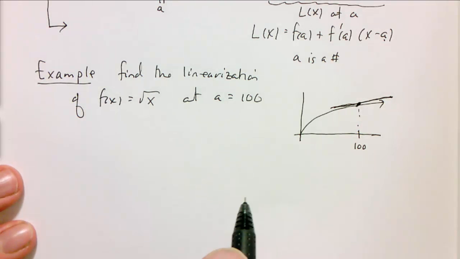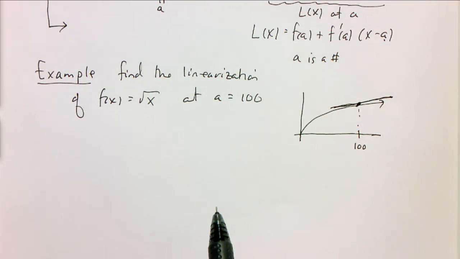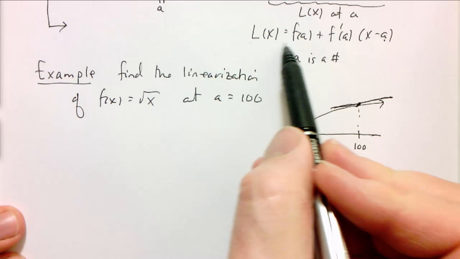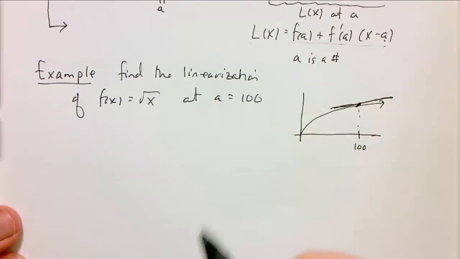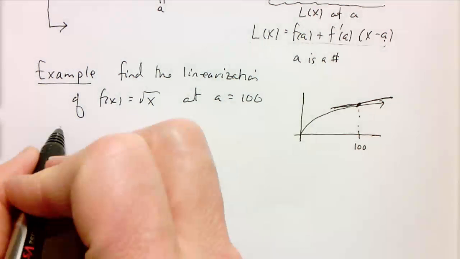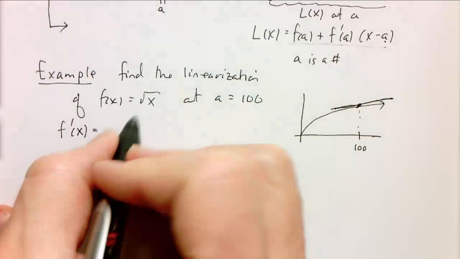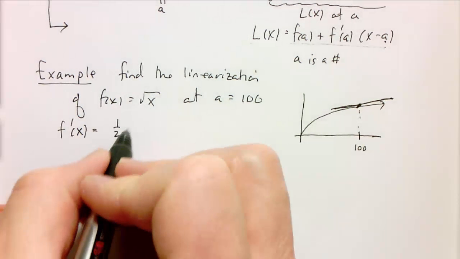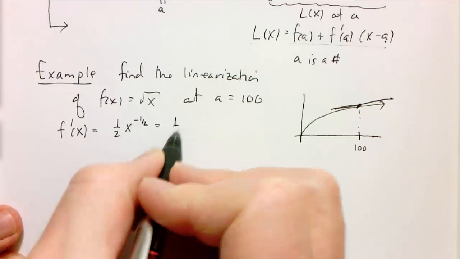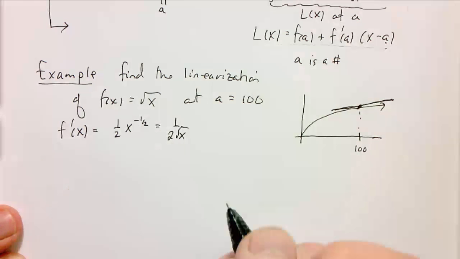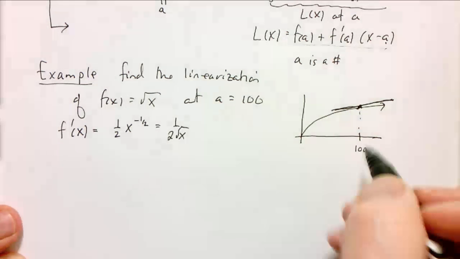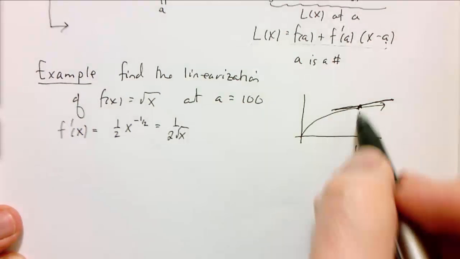Same as the equation of the tangent line. You can either work it out old school, or you can work it out with this new formula. Let's do it both ways, just to see. The derivative here, I need that to get my slope. This is x to the 1/2, so I'll get 1/2 x to the minus 1/2, or 1 over 2 square root of x. And I need to evaluate the function and the derivative at a equals 100.